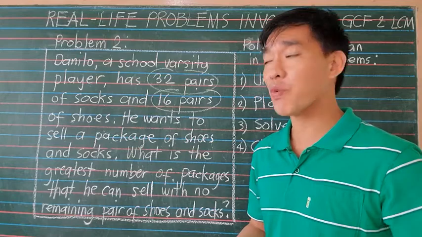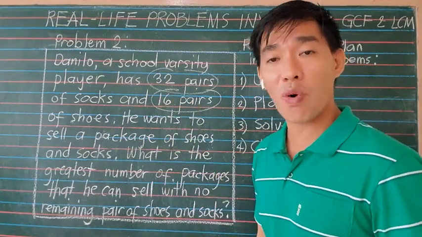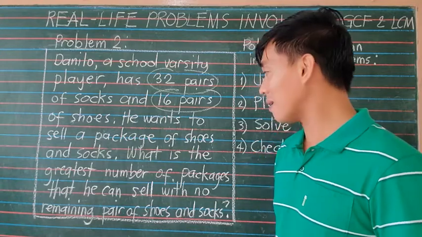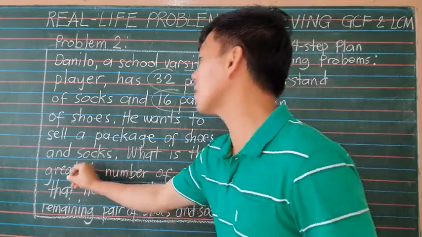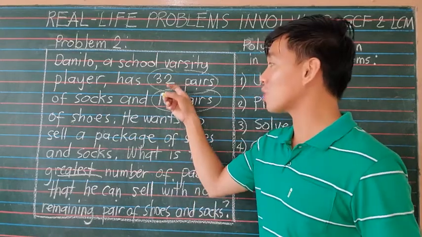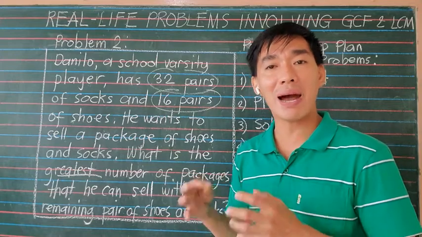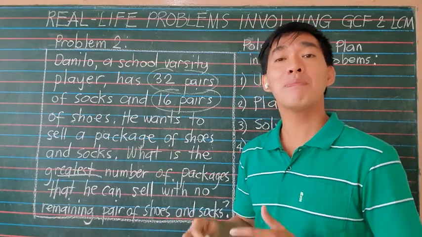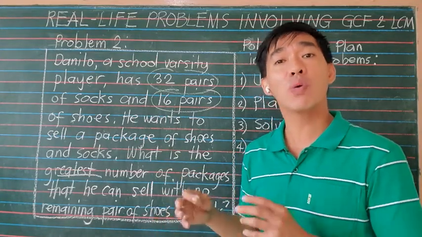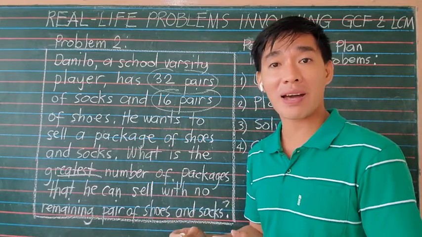Because we are looking for a number where these two are divisible, then we are looking for their factors. And because we are looking for the greatest number by which we could divide 32 and 16, hinahanap po natin yung pinakamalaking divisor, pinakamalaking factor. So we are looking for the greatest common factor.